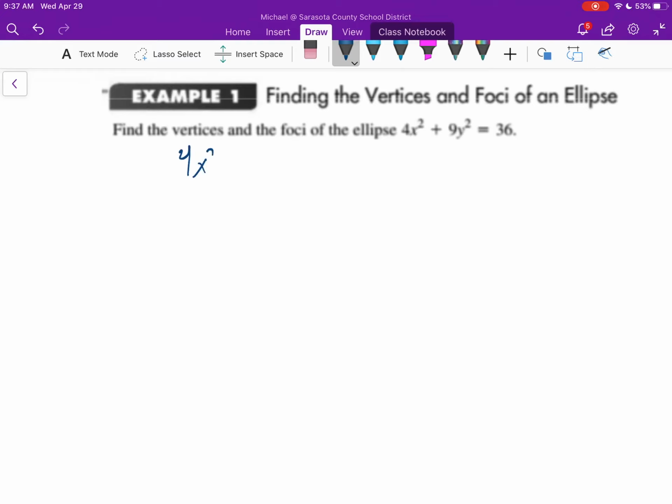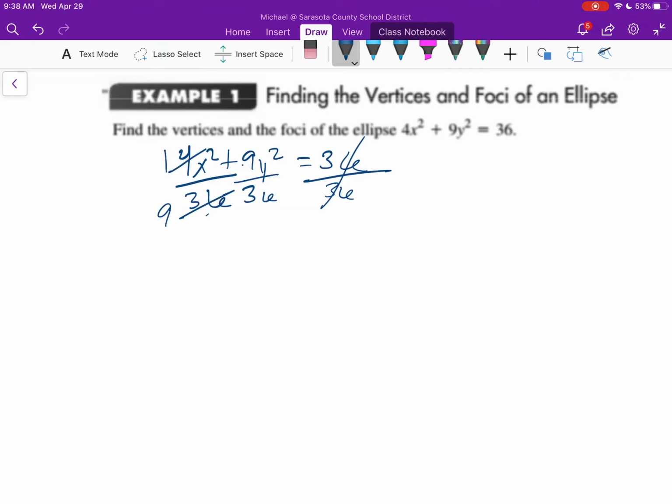So if I take 4x squared plus 9y squared equals 36 and divide through by 36, that will get our right side equal to 1. So 4 goes into 4 once, into 36 9 times. 9 goes into 9 once, into 36 4 times. So x squared over 9 plus y squared over 4 equals 1.